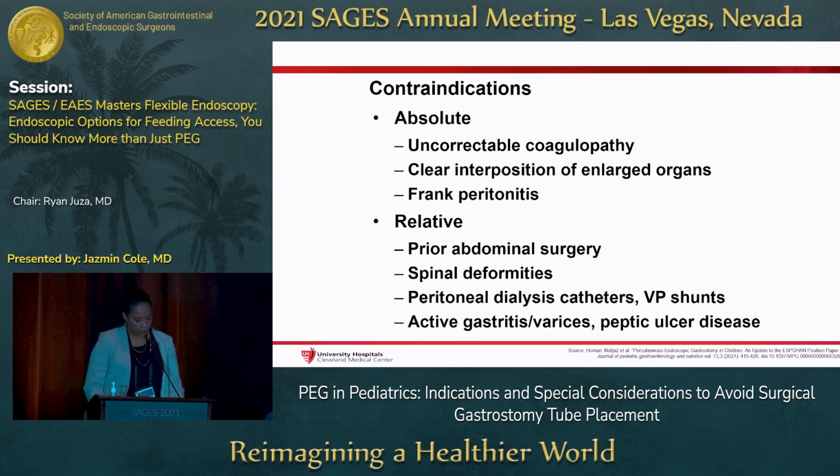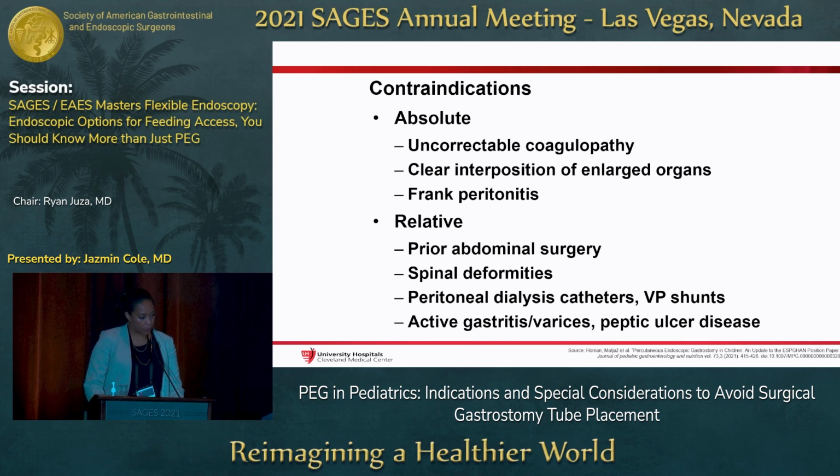Absolute contraindications to PEG placement in children include an uncorrectable coagulopathy, including an INR of more than 1.5 to 2, or platelets less than 50, clear interposition of enlarged organs, or frank peritonitis. There are also several relative contraindications to PEG placement, which should be taken into consideration when deciding which technique for enteral feeding access may be best for a specific patient.